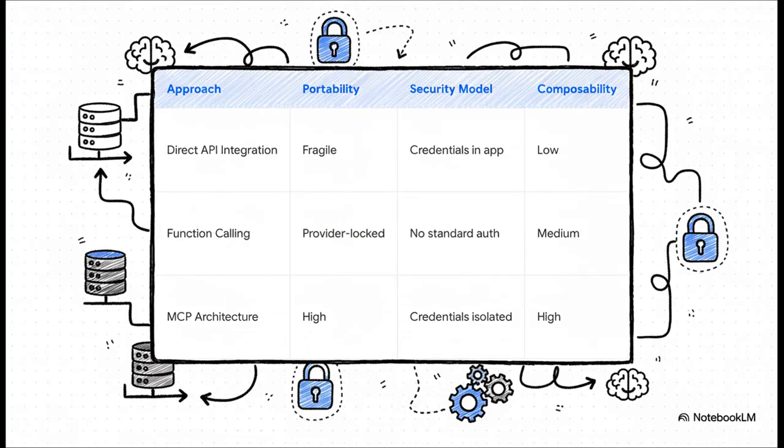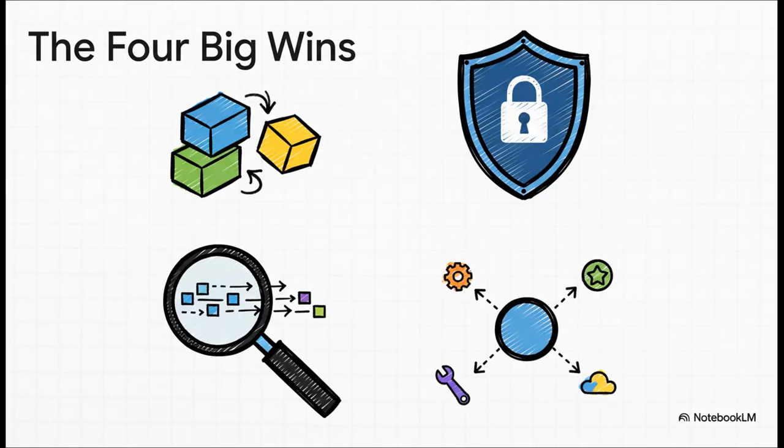I mean, when you stack MCP up against the other ways people try to do this, it's not even a contest. You could just call APIs directly in your app, but that's fragile and your secrets get mixed in with your logic. It's a mess. You could use a function calling feature from a big AI provider, but then you are completely locked into their ecosystem. MCP, though, it gives you amazing portability, a security model that's crystal clear, and you can compose systems by connecting one client to tons of different servers.